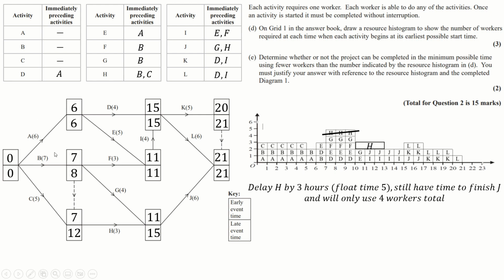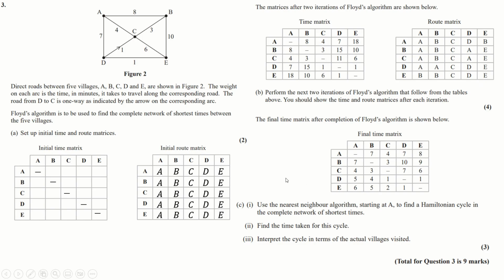But if you add up all of these numbers here and then divide by 21, you get a lower bound of 2 point something. So the lower bound is 3 workers, but I don't think it's feasible. And we've already picked up the mark for just saying you can drop it down to 4 workers by doing this. So we don't have to be too careful about the rest of it.